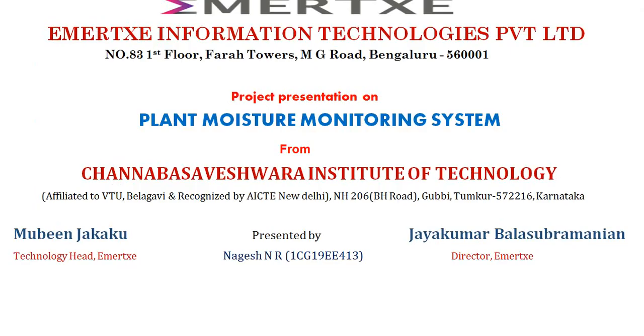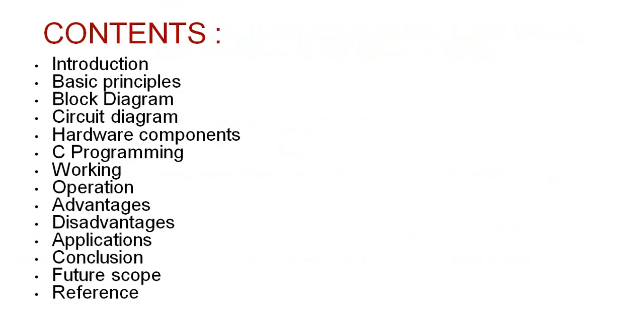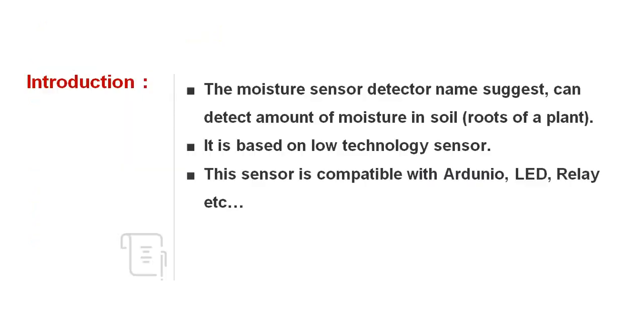My project presentation is about a plant moisture monitoring system with C programming. The contents shown in this picture are: introduction, basic principles, block diagram, circuit diagram, hardware components, C programming, working, operation, advantages, disadvantages, applications, conclusion, future scope, reference.